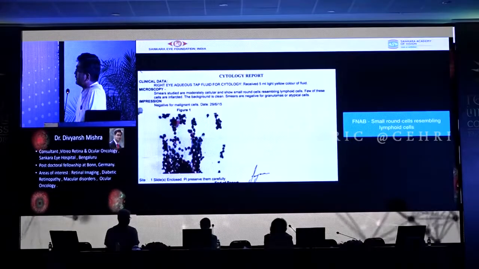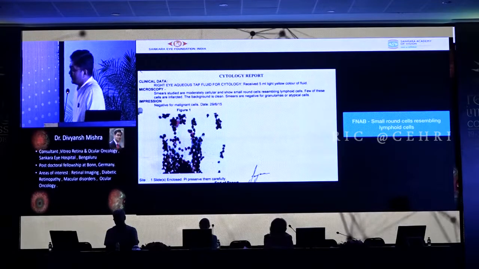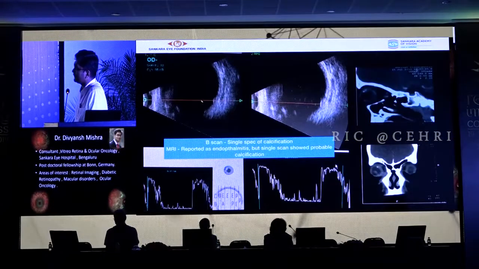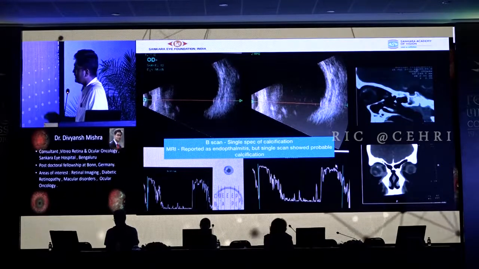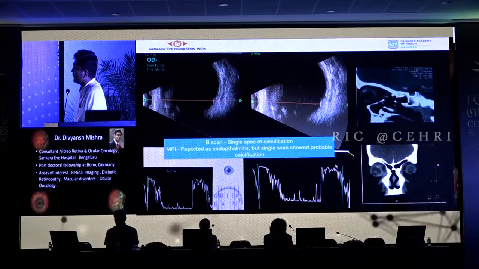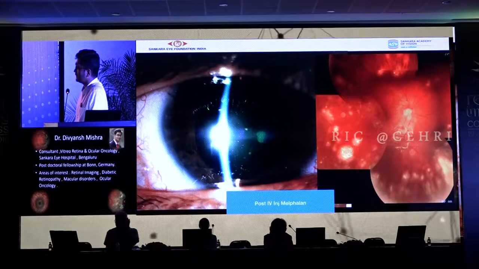We did an AC tap which showed some round cells. We were not sure what it was. On B scan, there was one area which showed a small calcification. The MRI was not reported as showing anything, but when we looked at each and every film, we could identify that one film was showing this kind of calcification. So this patient was probably having a diffuse infiltrating retinoblastoma, which is very difficult because the calcification is very rare and in very small areas.